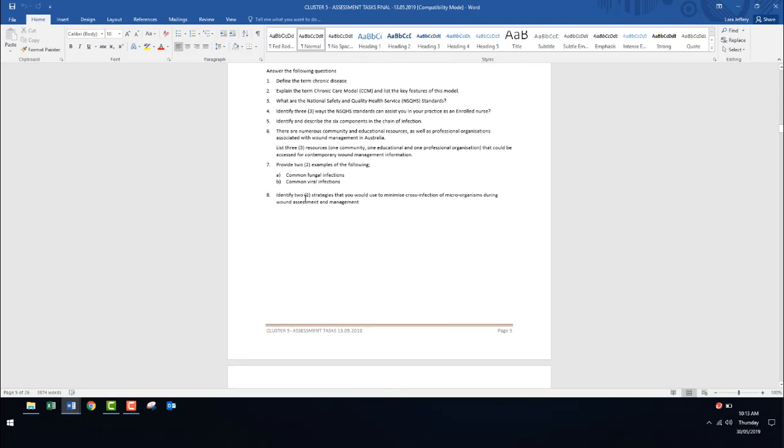And number 8, identify 2 strategies that you would use to minimize cross-infection of microorganisms during wound assessment and management. Essentially, what do you do when you're doing a dressing to stop cross-infection? Okay, 2 strategies. What are 2 things you would do to stop cross-infection? Okay, and that's it for assessment task 1.